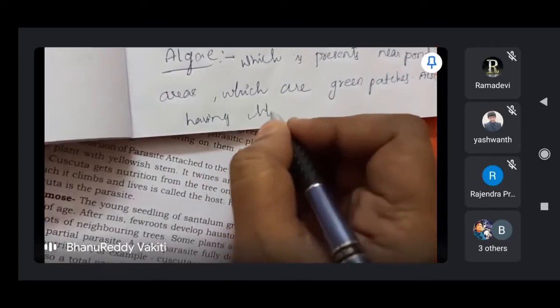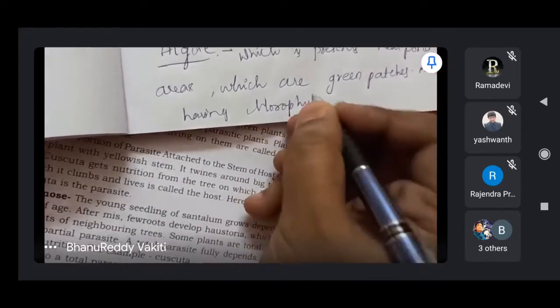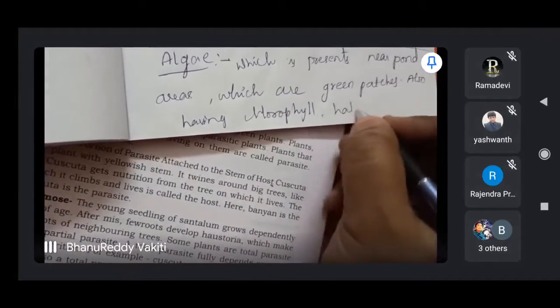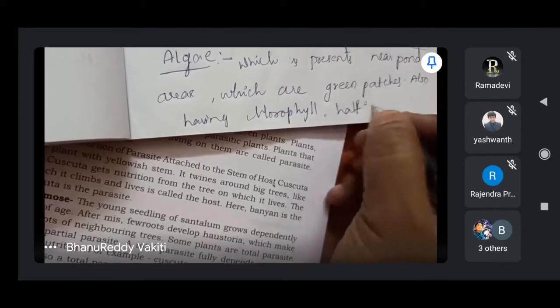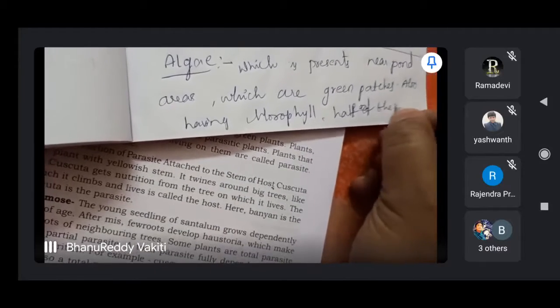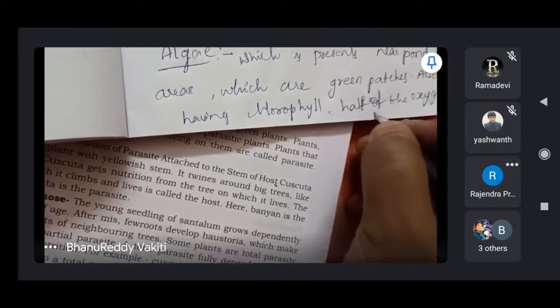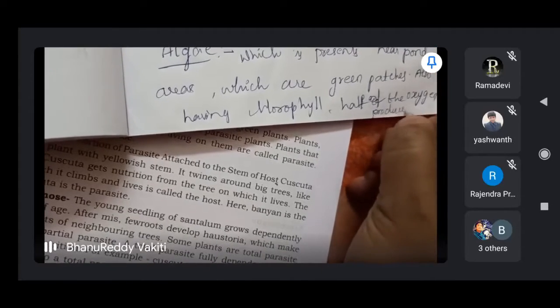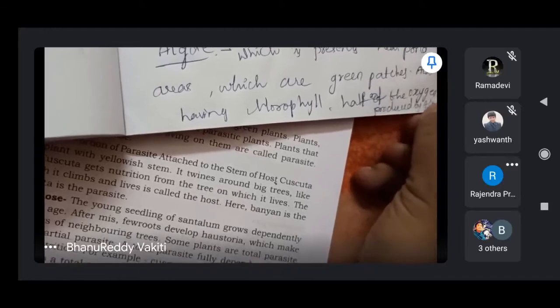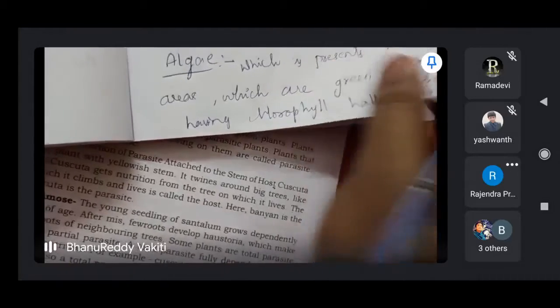What I told other point, half of the oxygen is produced by alga. Who is the talking? Keep your phone mute. And next one is, keep your phones mute all.